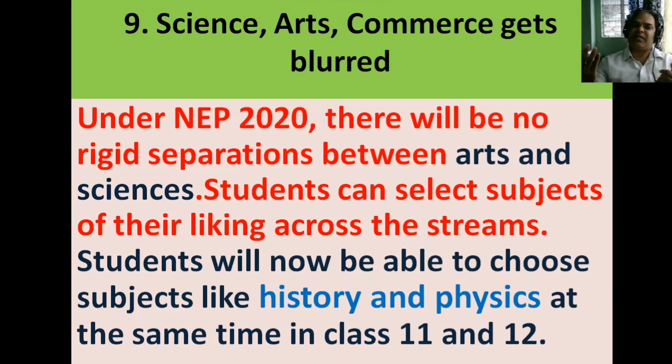Students can select subjects of their liking across the streams. Students will now be able to choose subjects like history and physics at the same time in class 11 and 12. Before it was not possible. Before, along with science like physics, chemistry, biology, they were not allowed to take any other subject. But now they can take the subject of their choice. That means major and minor has been introduced in this new education policy. Even a student opting for physics can opt for music class also. If they are interested to learn music, they can go for that.